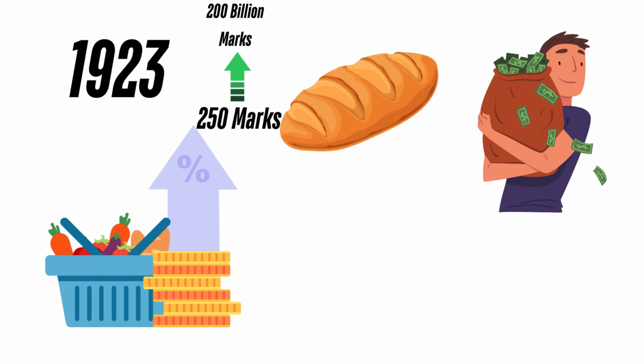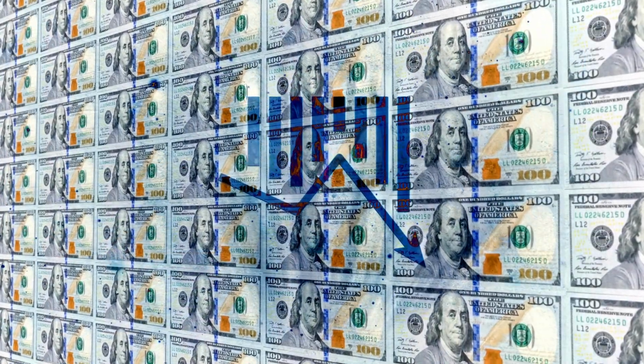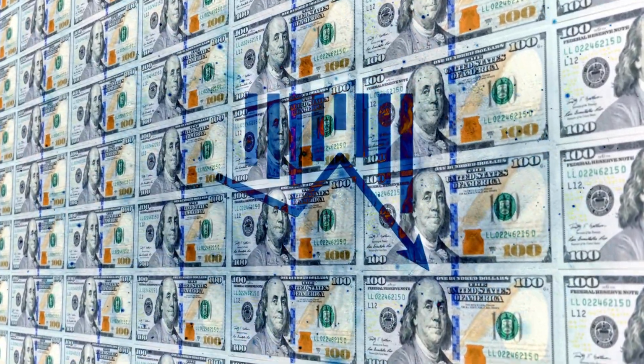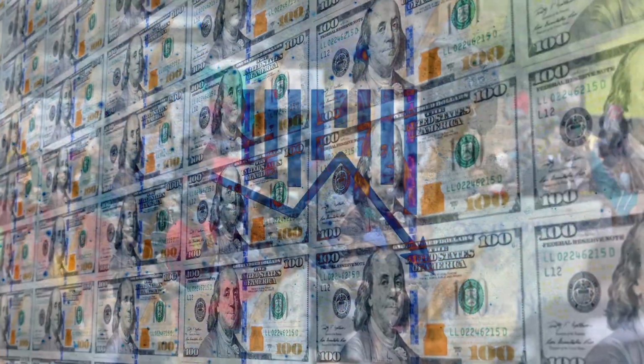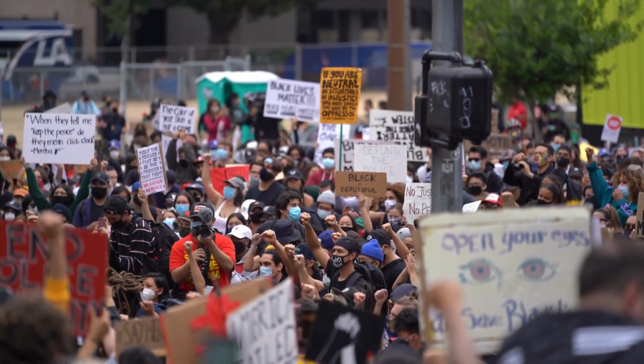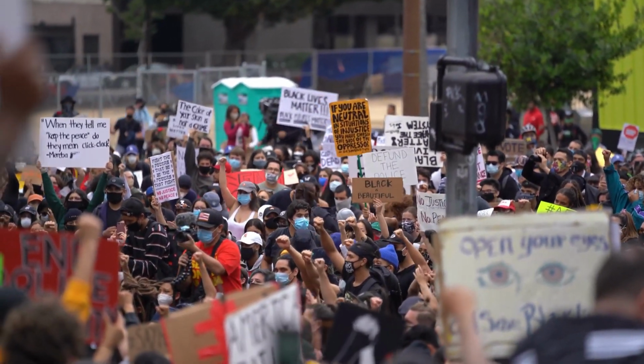A loaf of bread that cost 250 marks in early 1923 skyrocketed to 200 billion marks by the end of the year. Savings were wiped out, businesses collapsed, and the country plunged into economic chaos, setting the stage for political instability and the rise of extremist movements.